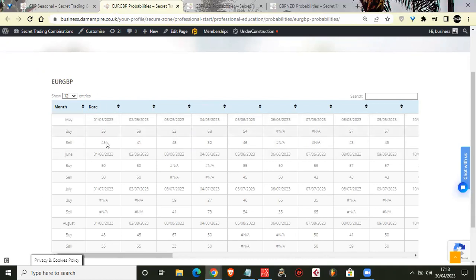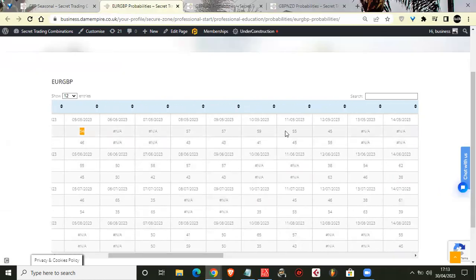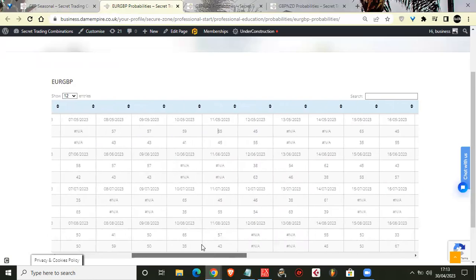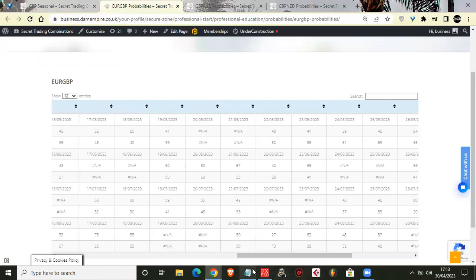So in this case, in May, we're seeing euro saying 55%, 59, and literally throughout the entire week, it's in our favor, and up until the 11th, before we even have stuff move against us, and then it might hold out through the entire month.